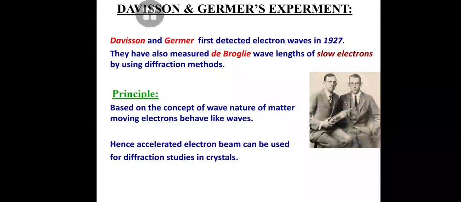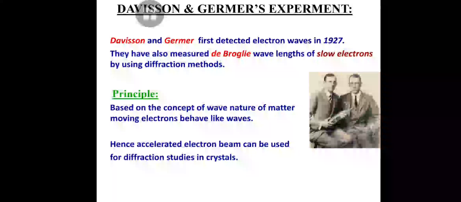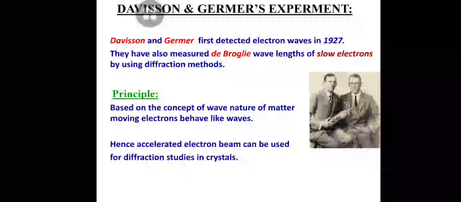Today we discuss Davisson and Germer's experiment. Davisson and Germer first detected electron waves in 1927. They also measured de Broglie wavelengths of slow electrons by using diffraction methods.